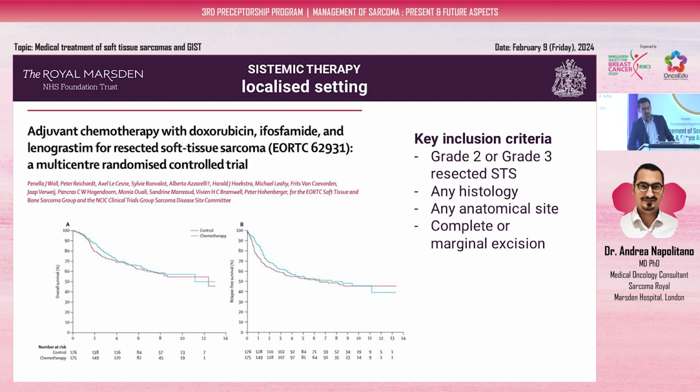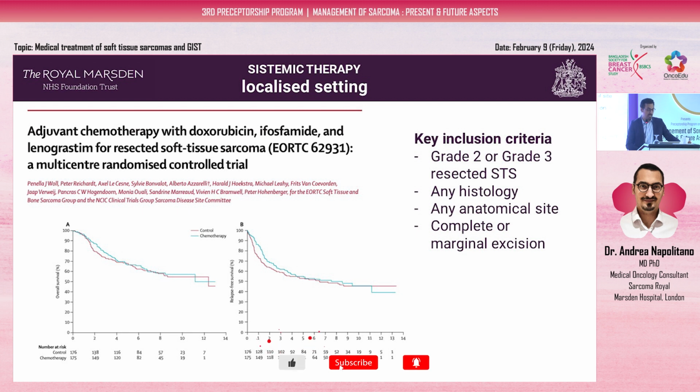One of the first and most important studies on adjuvant chemotherapy was published by Wall in the Lancet, and in this case you can see that control versus chemotherapy, there is virtually no difference in terms of survival outcomes, and this is why the use of chemotherapy is debated, because in this initial study, the inclusion criteria were quite wide. Any grade 2 or grade 3 sarcoma was resected, any histology, any anatomical site with complete or marginal excision.